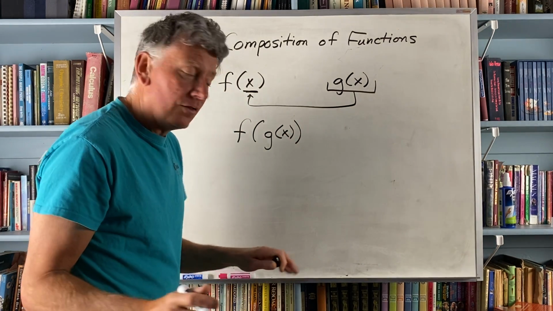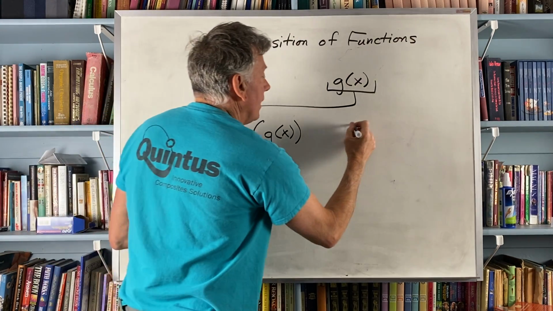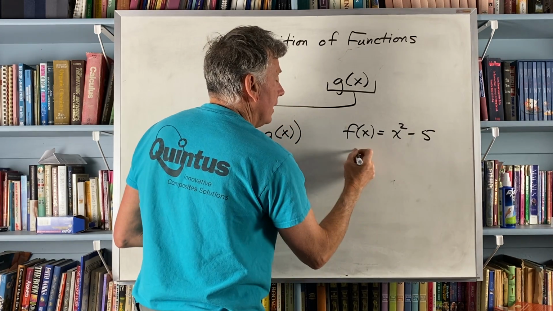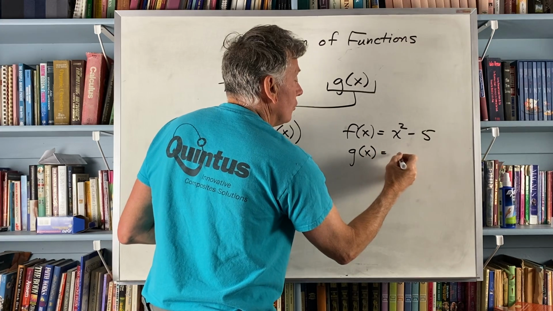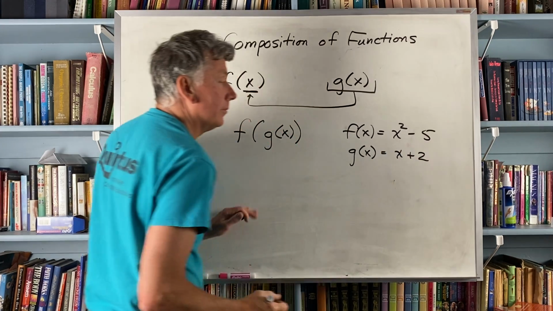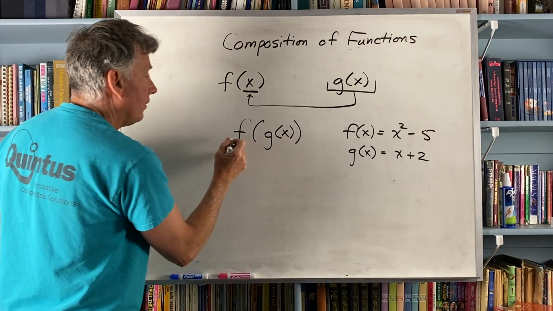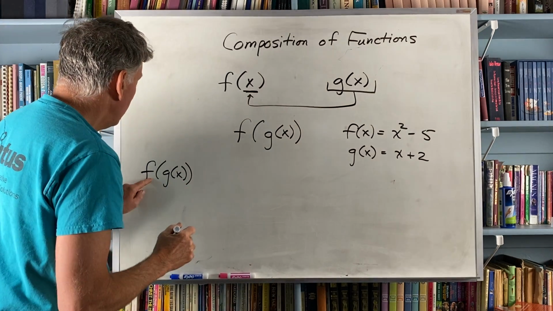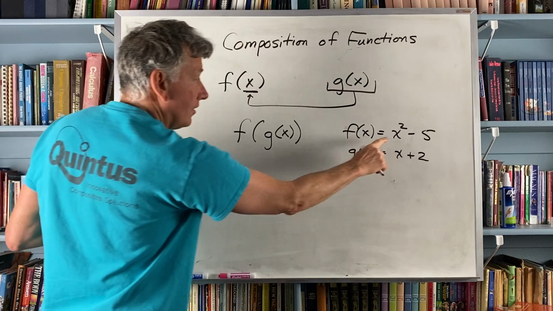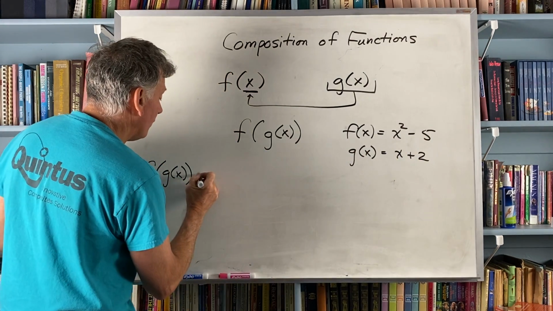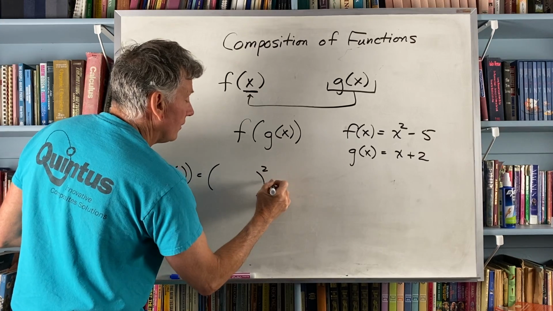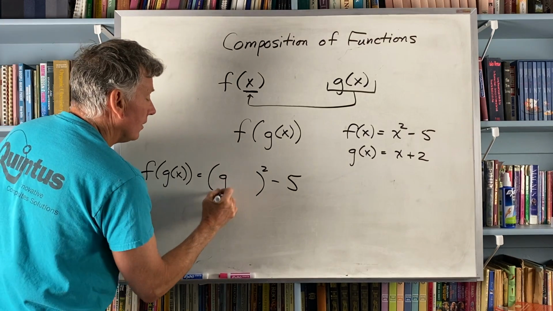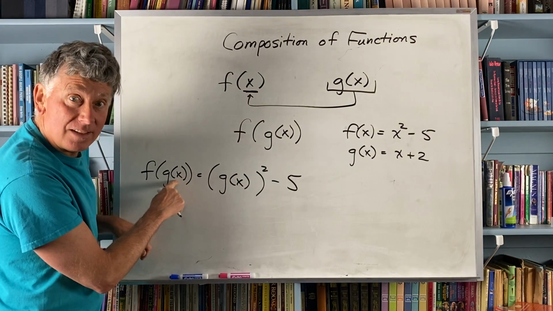And the thing to do right now is do some examples. Let's suppose f of x is equal to x squared minus 5, and let's suppose g of x is equal to x plus 2. To find f of g of x, I'm going to say, well, what does f say to do? f says to square it and subtract 5. So I'm going to square something and subtract 5. But what that something is, is g of x. That's what's in the slot.